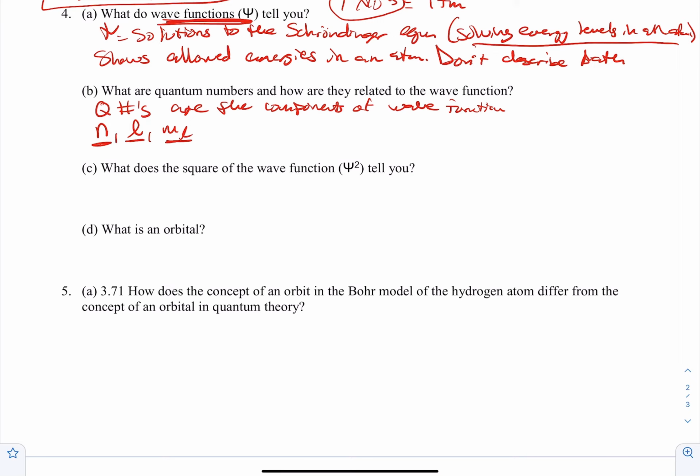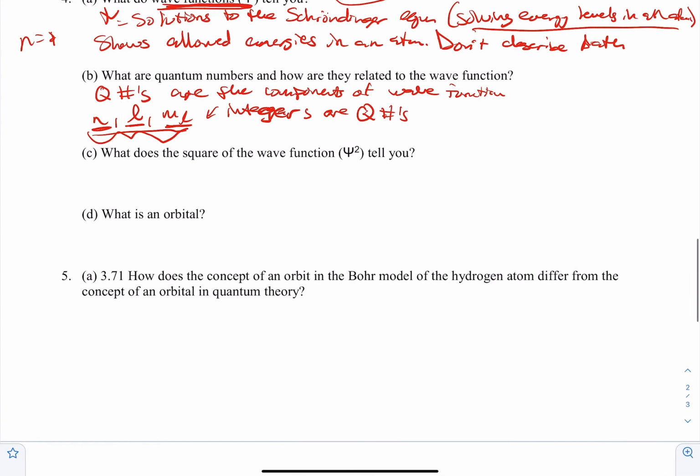But these integers are the quantum numbers. These three components of the solution of the wave function are what tell us the actual energies. Remember I was talking about n equals 1? That's what n is. N is talking about the shells.